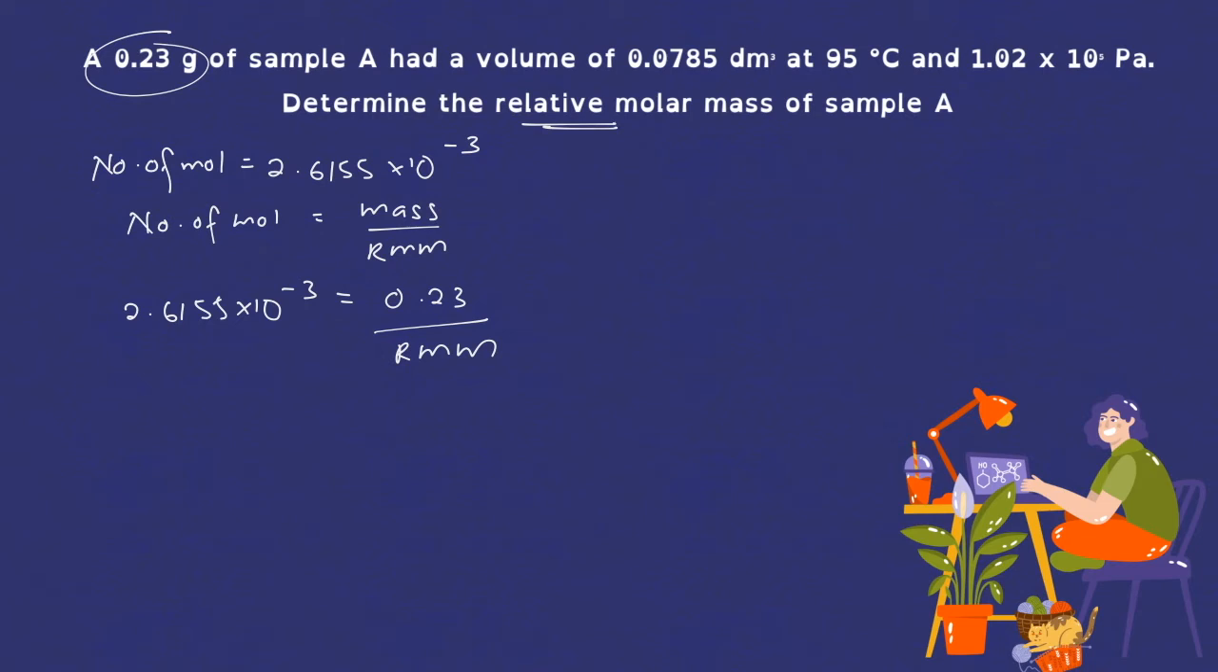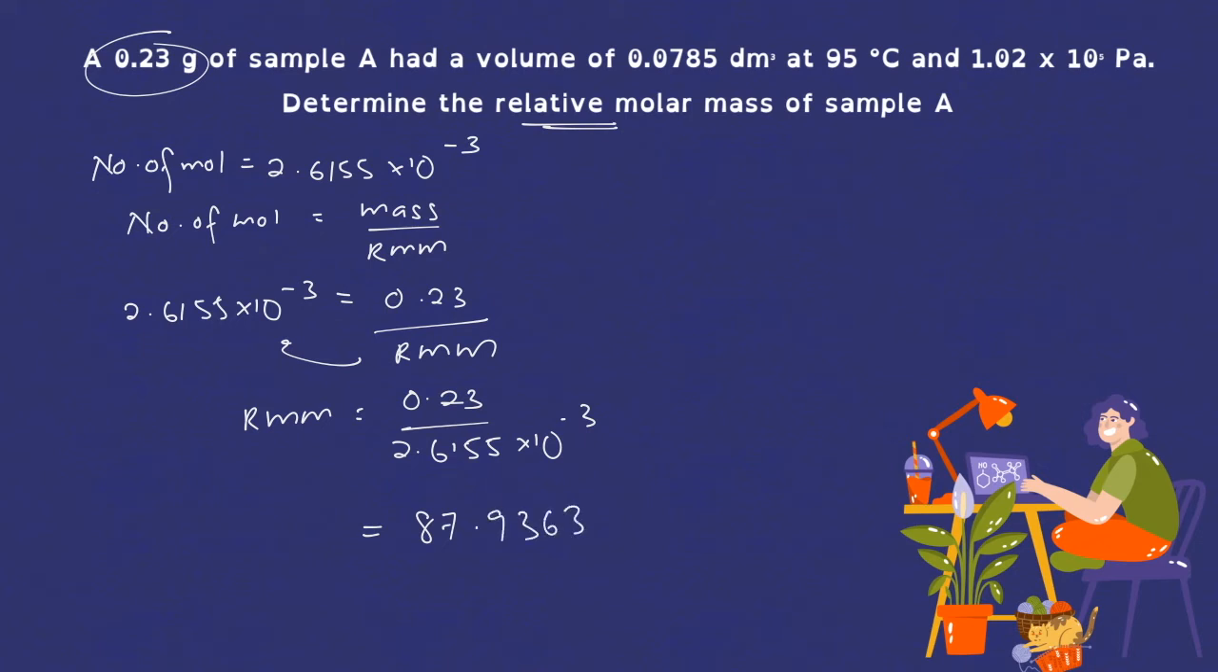So we are just going to swap this out. So it's equivalent to 0.23 divided by 2.6155 × 10^-3. So you should get your relative molar mass is equivalent to 87.9363 gram per mole. So this is the final answer for the fourth question.